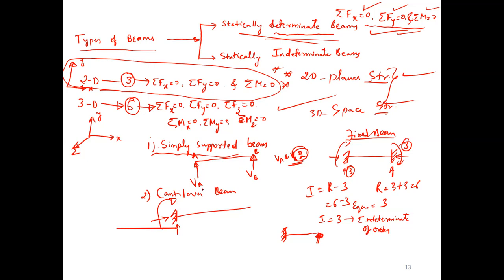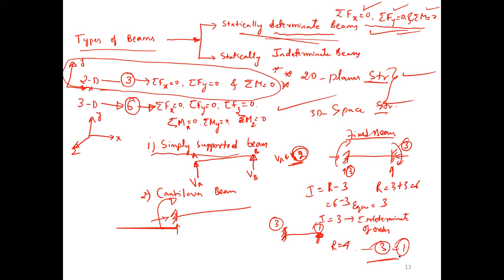Right. How can you say that? Here 3, here 1. What is the total? 4. Available 3. Therefore 4 minus 3 is 1. So it is determinate or indeterminate? Indeterminate. So now any doubts in classification of beams?